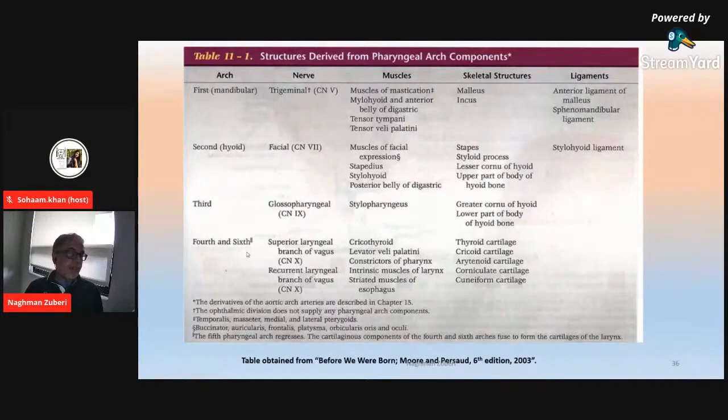Fourth and sixth arches, the nerves: superior laryngeal branch of the vagus nerve and recurrent laryngeal branch of the vagus nerve. The muscles: cricothyroid, levator veli palatini, constrictors of the pharynx, intrinsic muscles of the larynx, striated muscles of the esophagus. And skeletal structures: thyroid cartilage, cricoid cartilage, arytenoid cartilage, corniculate cartilage, and cuneiform cartilage.